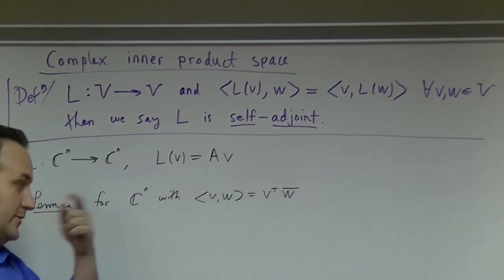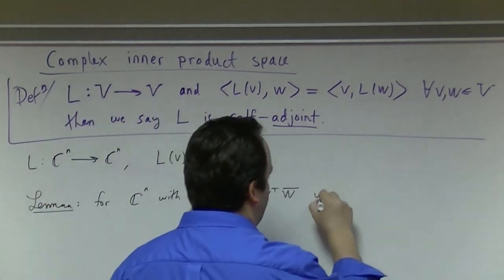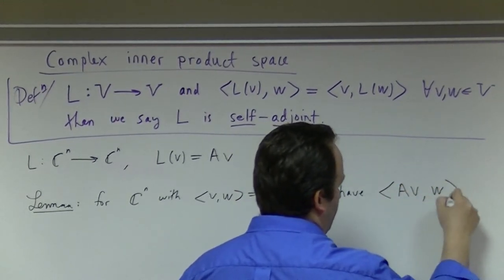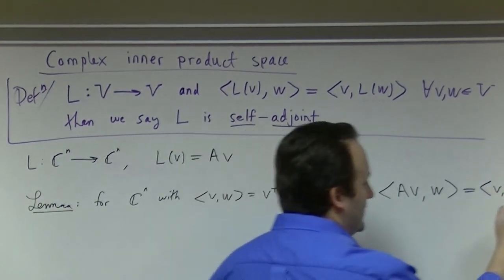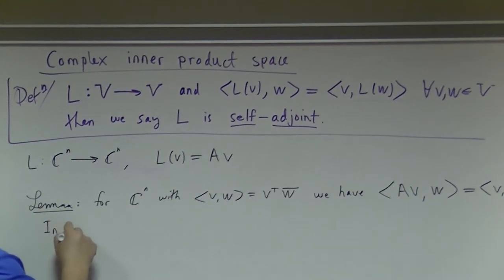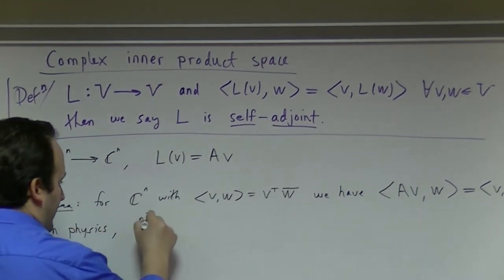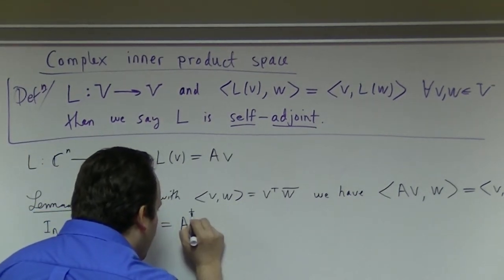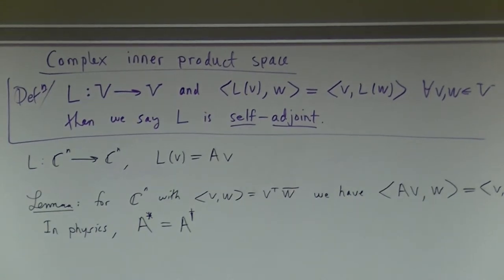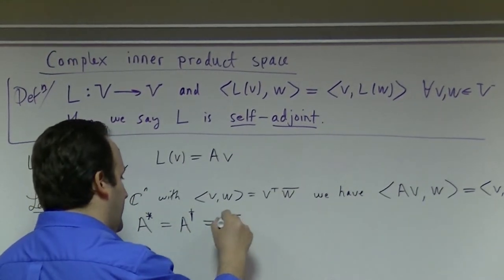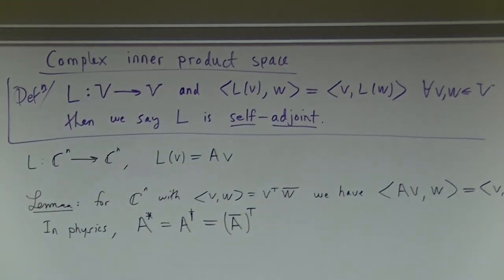So, for Cn with the standard Hermitian inner product, we have this identity, and this is true for arbitrary n by n complex matrices: AV, W is equal to V, A star W. Now, in the physics literature, usually this star is denoted dagger, more like an upside down sword. What that actually is, is the conjugate of the matrix done component-wise. Take the conjugate of each component one at a time, and then you transpose that thing: the conjugate transpose. Okay, the so-called Hermitian adjoint.